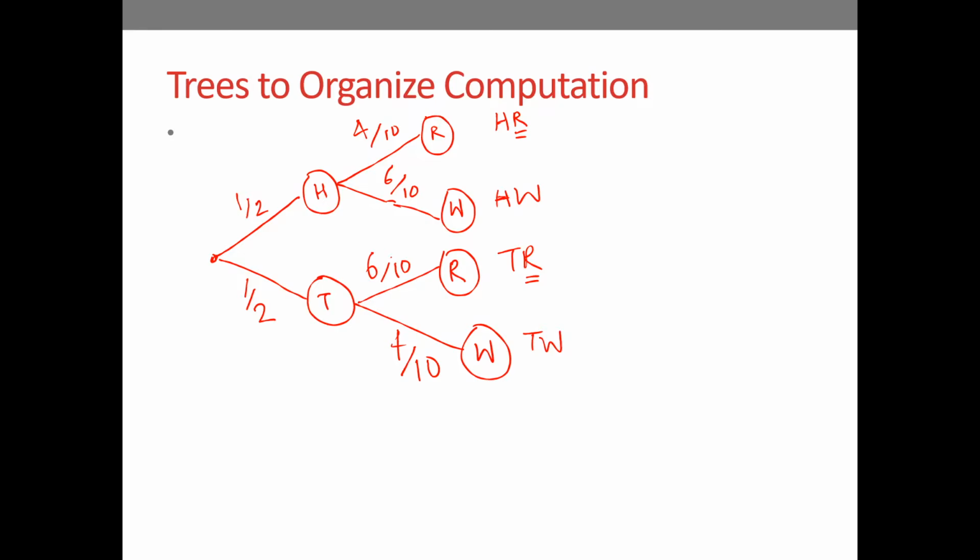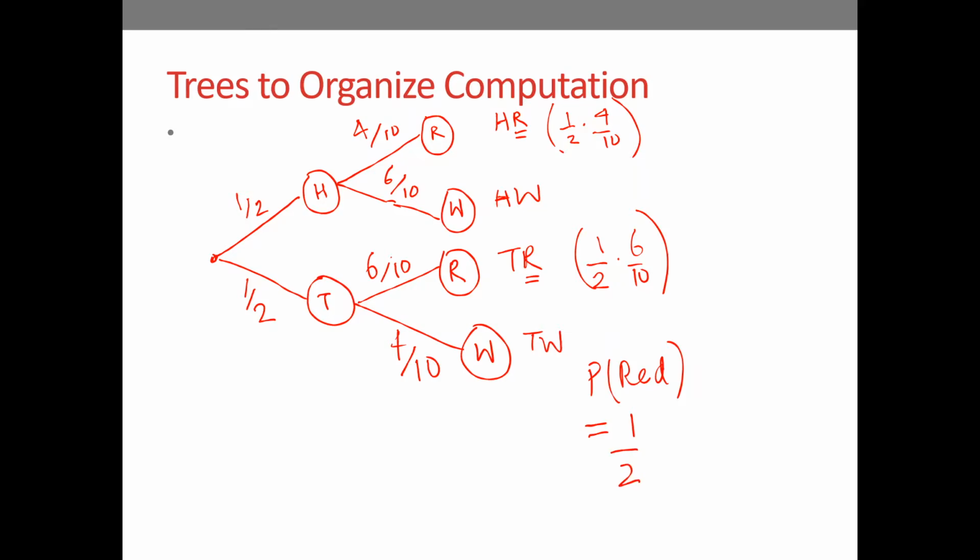And remember, this used to be a weighted average. So here it's going to be 1/2 times 4/10, right? And then here it's going to be 1/2 times 6/10. And so the desired probability of getting a red is going to be the sum of these two, which is again 1/2. Okay, so this finishes our discussion on the law of total probability.